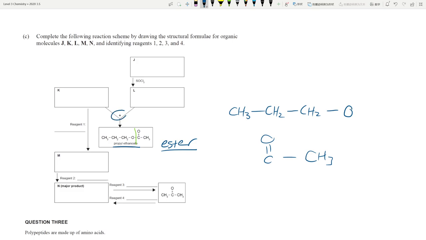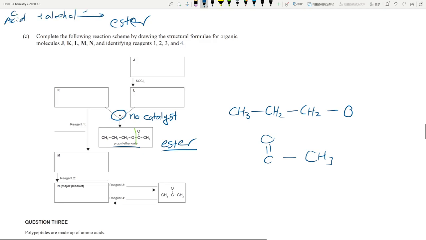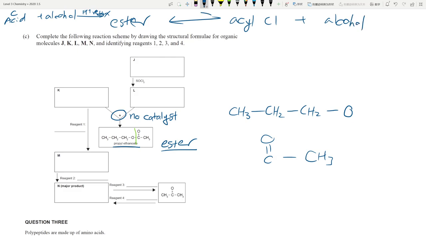So look here, can you see this is just a plus sign? That plus sign means there's no catalyst. If there's no catalyst, that means you can make ester in two ways. You can use carboxylic acid plus alcohol with acid, heat, reflux, the whole thing. Or you can make ester using acyl chloride plus alcohol. And the biggest difference here is that there's no need for catalyst, which is indicated here.